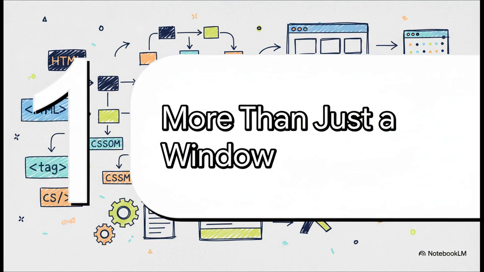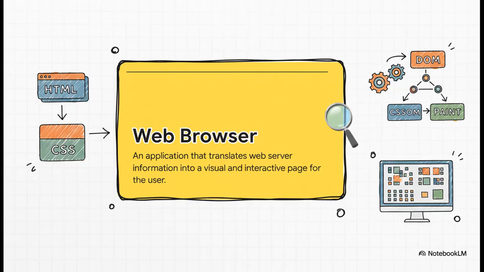Okay, so to really get a grip on what's happening under the hood, we first need to kind of reframe how we see the browser itself. It's not just some simple window for looking at pages. It's an incredibly complex and powerful piece of software. Seriously, you should think of a modern browser as its own mini operating system. It has its own networking stack to handle requests, its own data storage systems like cookies and local storage. It's got timers for things like setTimeout, and of course, a super sophisticated engine just for rendering visuals. Once you start seeing it that way, the magic starts to make a whole lot more sense.